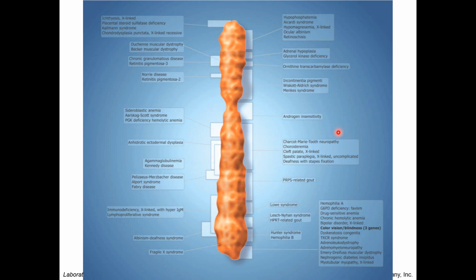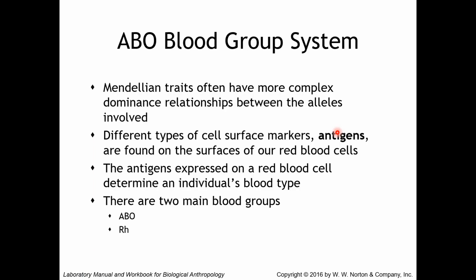Right. So for the most part, we have focused on Mendelian traits so far with one dominant allele and one recessive allele. Right. But Mendelian traits often have more complex dominance relationships between the alleles involved. The classic example in humans is the ABO blood group system. So I'm going to talk about it a little bit here. Just know the ABO blood group system is going to come up again when we talk about human variation.